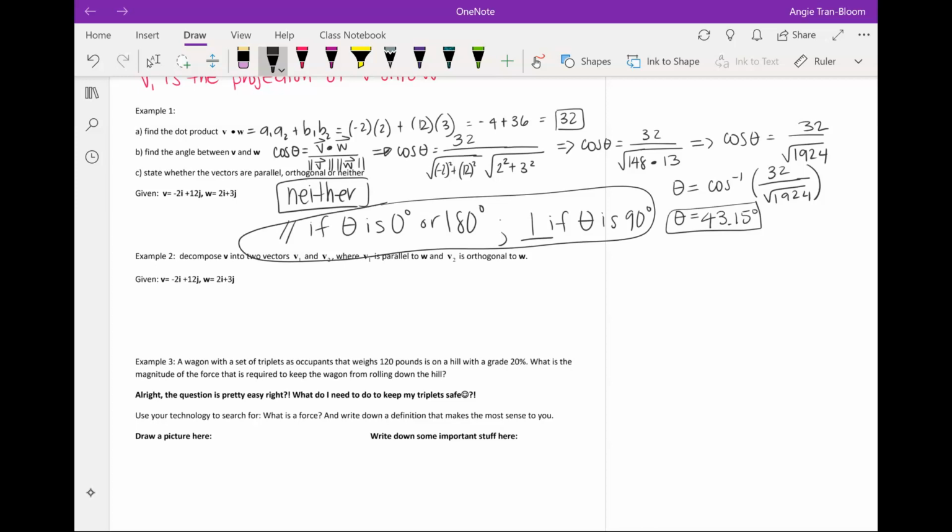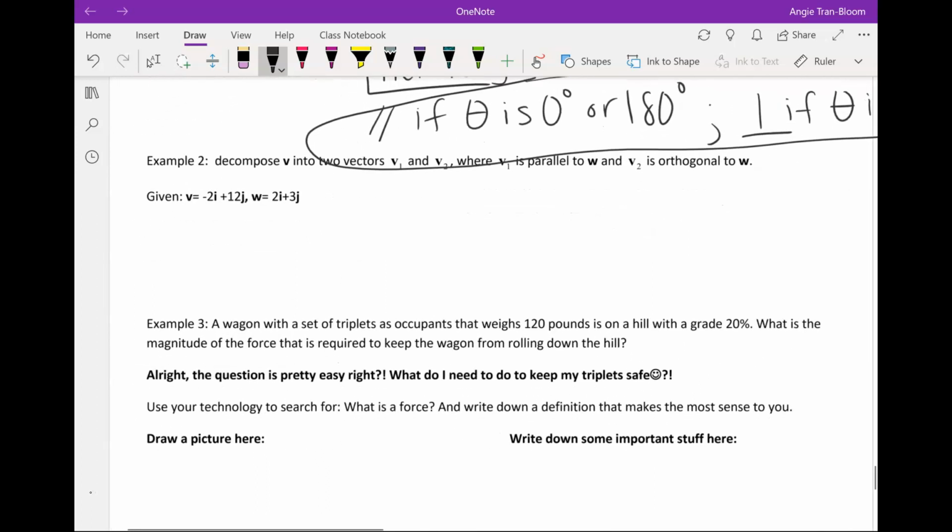Example 2. Chris M, can you help me read example 2, please? Decompose vector v into two vectors, v1 and v2, where v1 is parallel to vector w, and v2 is orthogonal to vector w. Oh, now you get to use that long formula, right? It says take v and decompose into two: one's called v1 and one's called v2. So let's write the formula for v1 first. What's the formula for v1?